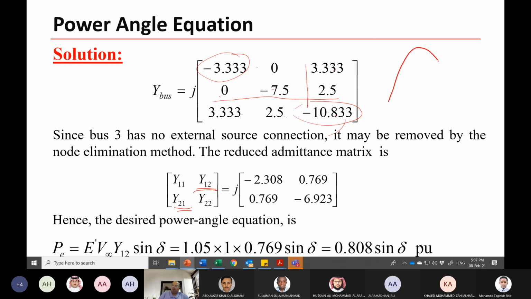In pre-fault, this is the power angle curve. What do you think during fault, above or lower than this one? Lower. So this is pre-fault. This is during fault.